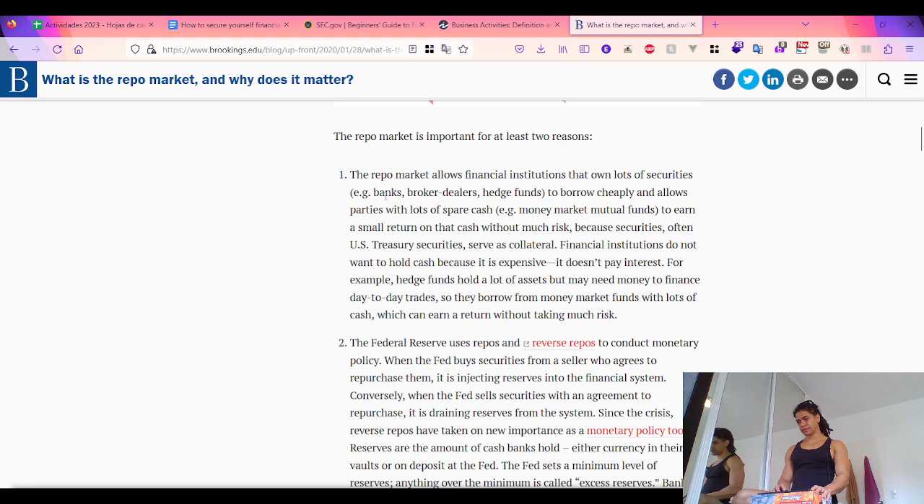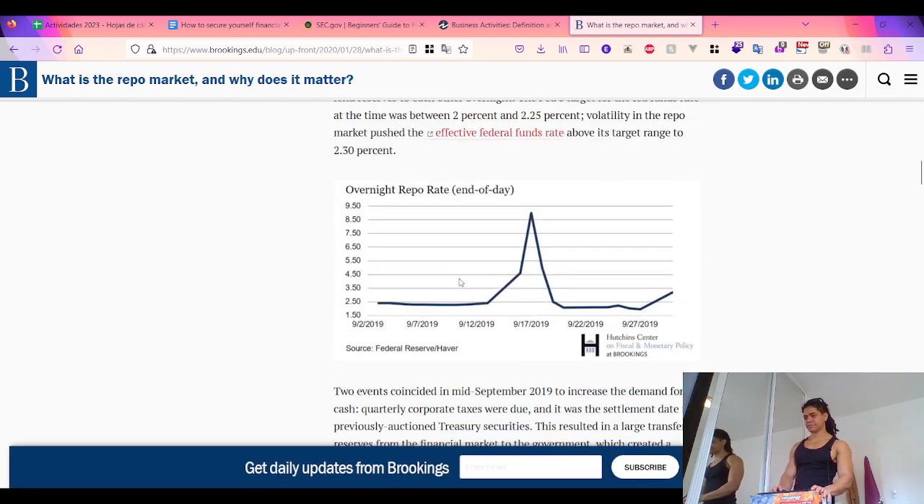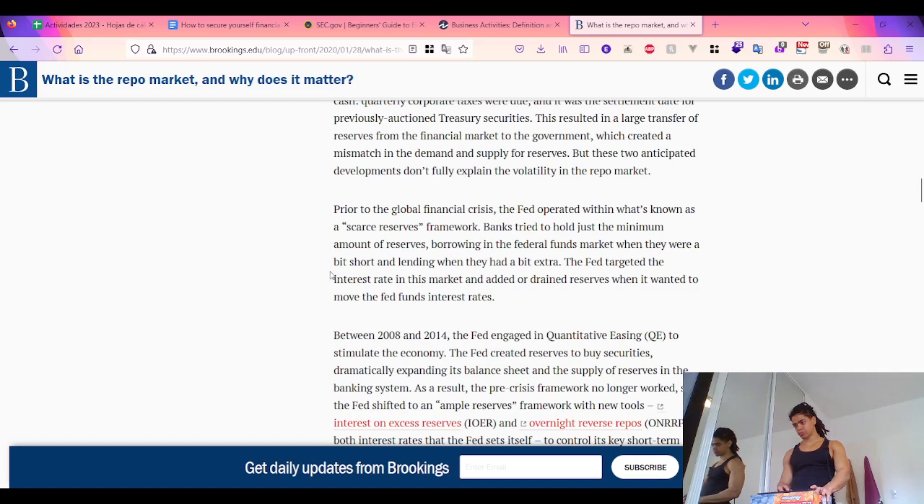It allows banks, broker dealers, and hedge funds to borrow cheaply and allows parties with a lot of spare cash, like money market mutual funds, to earn a small return on the cash without much risk, because securities, often US Treasuries, serve as collateral. A scarce reserve framework: banks try to hold just the minimum amount of reserves.